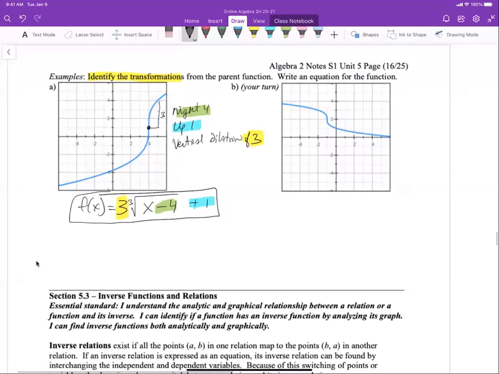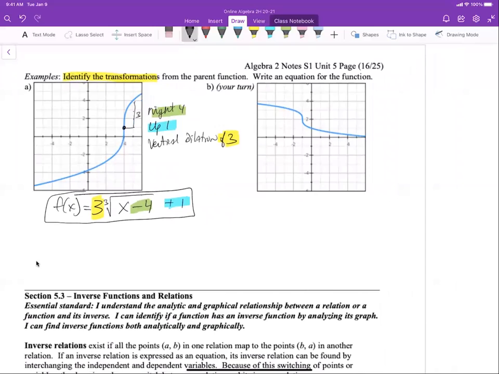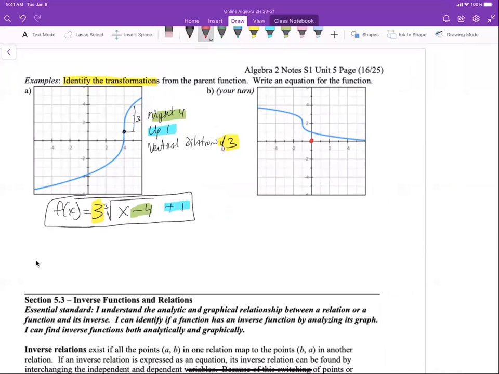Okay, now let's try one yourself. Welcome back. All right, so normally this is what it would have looked like. I would have been off here and I would have gone this way, but notice I have flipped it.